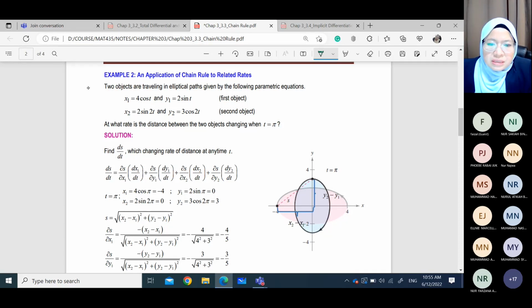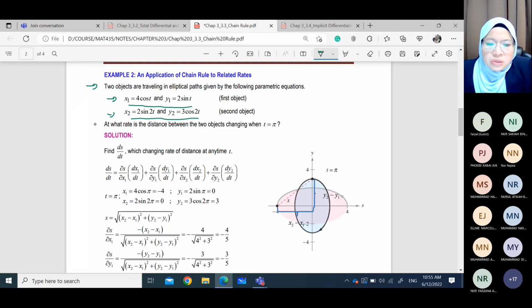Alright. Okay, so now look at this example. So here we have 2 objects traveling in elliptical paths given by the following parametric equations. Okay, so for the first object, we have x1 = 4 cosine t and y1 is 2 sine t. And the second object is x2 = 2 sine t and y2 = 3 cosine t.